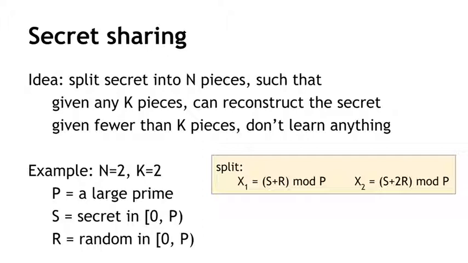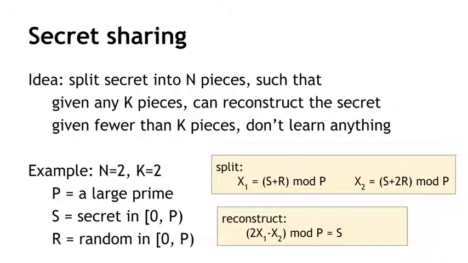And now we're going to split our secret into two pieces, x1 and x2. Piece x1 is going to be s plus r modulo p. And remember that modulo is the operation that's sometimes written with the percent sign in programming languages. It just means take this value s plus r and divide it by p and keep the remainder when we do that division. That's s plus r modulo p. So that'll be x1, our first share. And the other share, x2, is going to be s plus 2r modulo p.